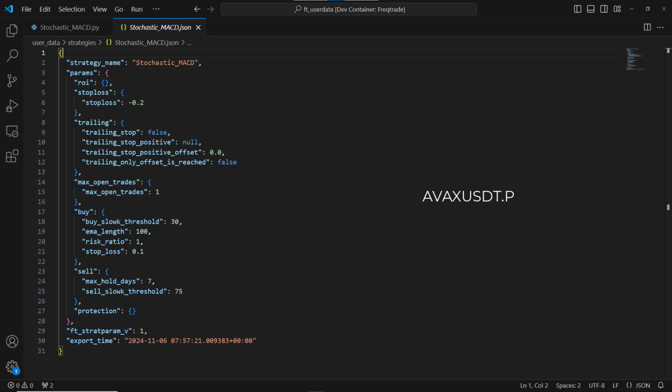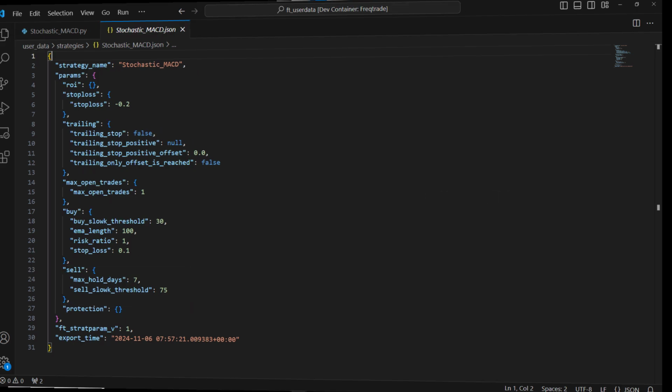Here are the optimized settings. We have an oversold level of 30, an EMA length of 100, a risk ratio of 1, and a stop loss set at 10%, and maximum holding period of 7 days with an overbought level of 75. With these optimized parameters, let's dive into the backtesting results.